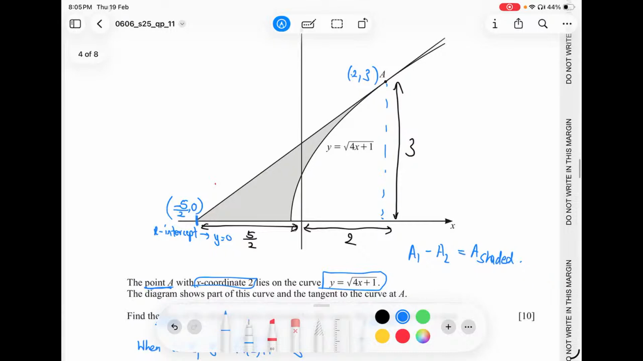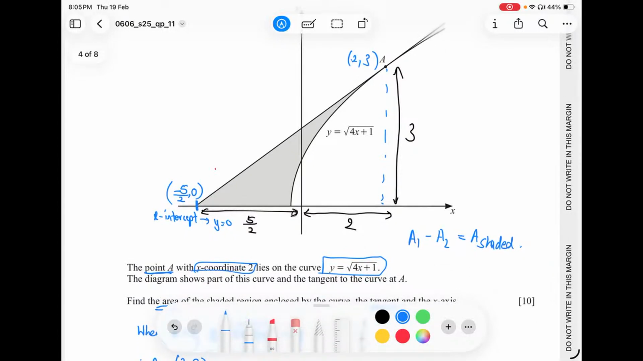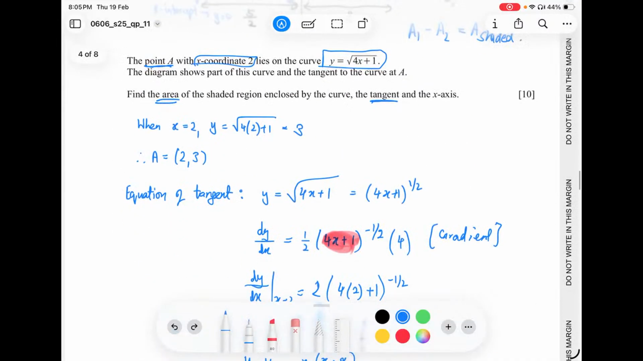So now to find area 2, that's pretty straightforward. You need to just know this point from where it starts, which is the x coordinate here to here. So that's basically the area under the graph.